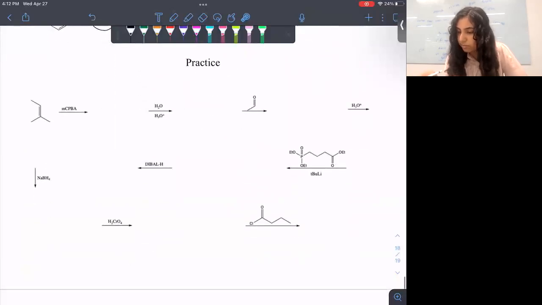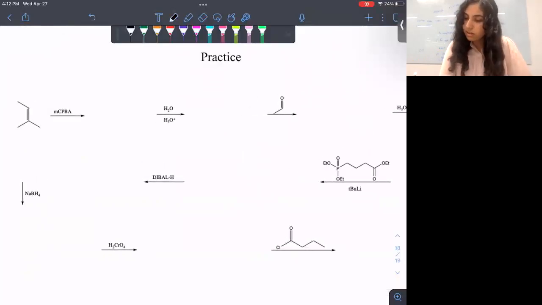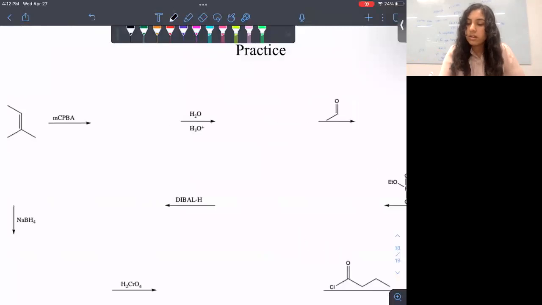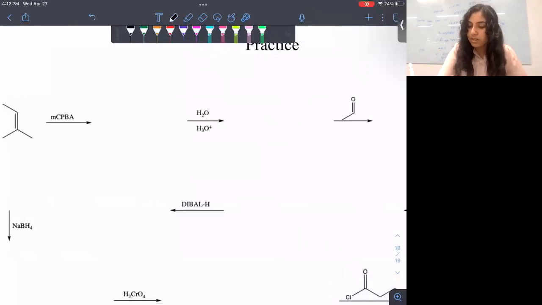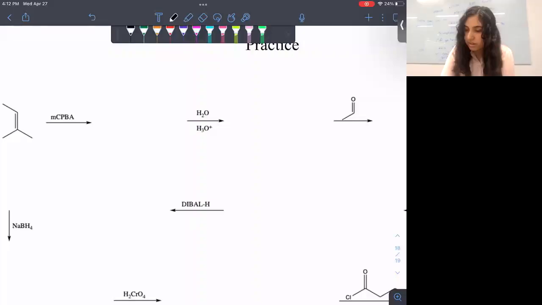Okay, so there's one giant practice problem at the end and it covers a lot of the chapters. So let's go ahead and do that. The very first one, you have an alkene and then MCPBA. So we know that MCPBA is an epoxidating agent for alkenes. So we're literally just going to slap an epoxide right on top of the alkene. That's it.